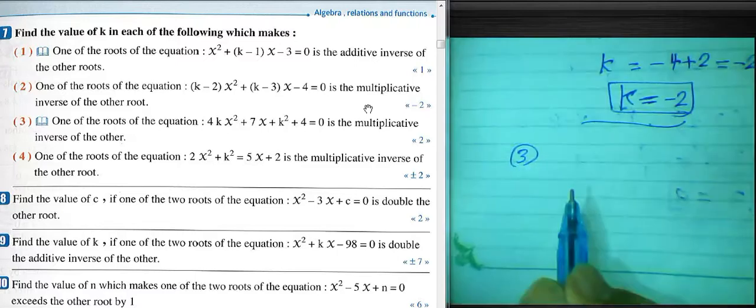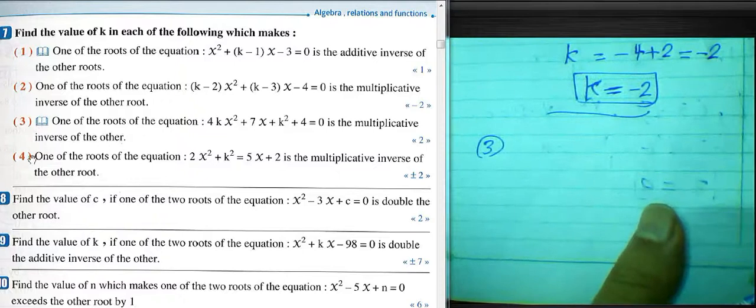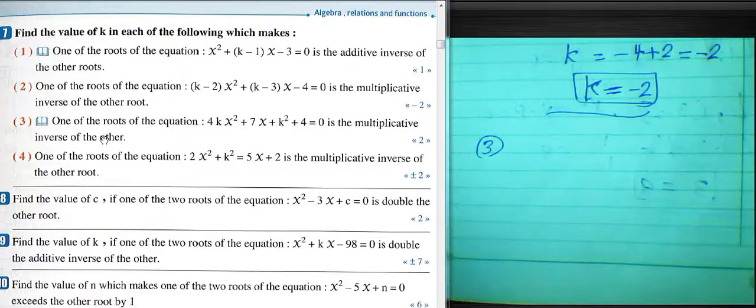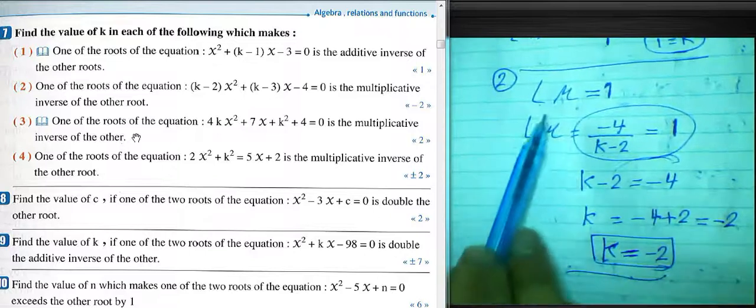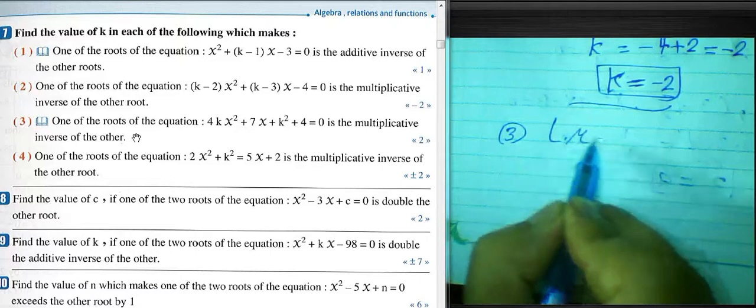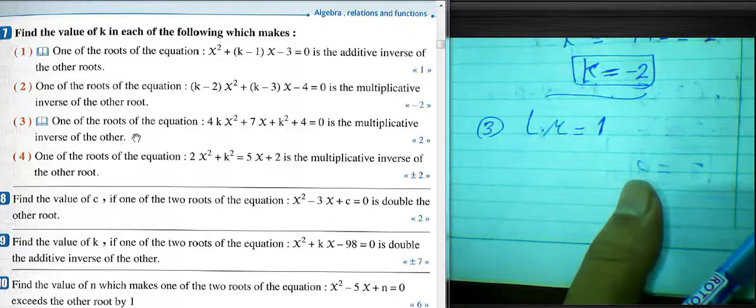Okay, question number 3. Look at it with me here. One of the roots of the equation 4kx power 2 plus 7x plus k power 2 plus 4 equals 0 is the multiplicative inverse of the other. So for question number 3, we can find L multiply M equals 1.